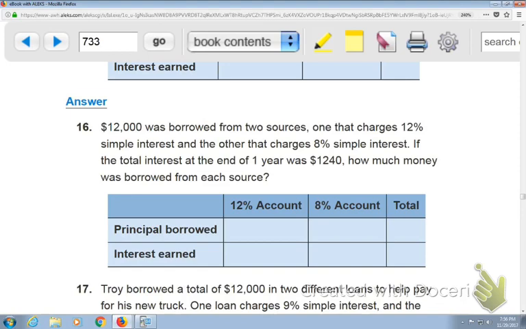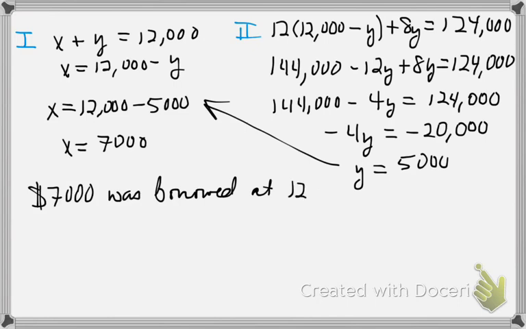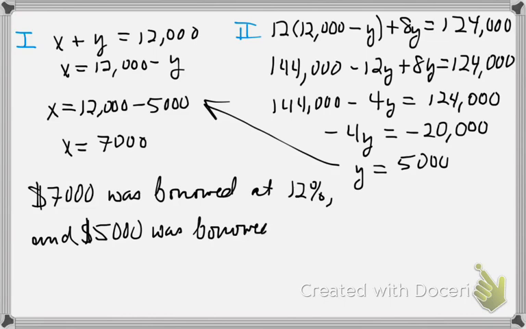So they're asking how much was borrowed from each source. So 7,000 was borrowed at 12%, and 5,000 was borrowed at 8%. Do you see how we solved this out? Is that okay?